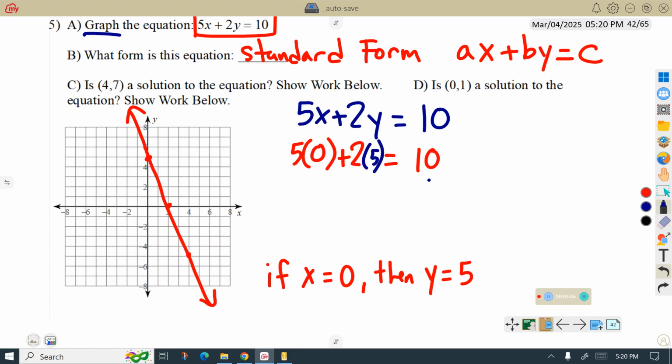So we understand that that's what's going on here, okay? So that means that the point x equals 0, y equals 5 is a point on my graph. X equals 0, y equals 5. But notice that that's that point right here, okay?